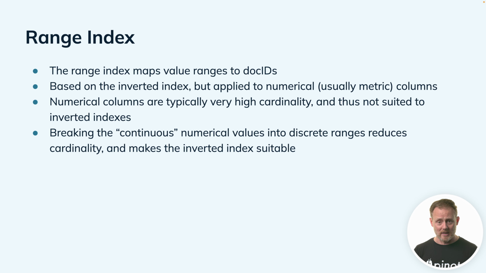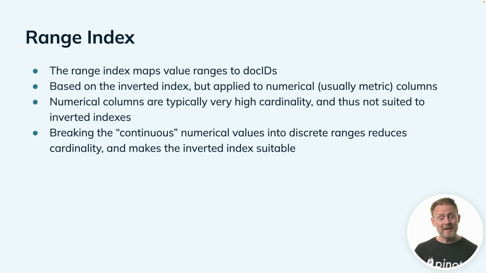Now, the range index. The range index is what you'd do if you decided you really liked the inverted index, right? I like the idea of giving you a value and you tell me what rows have that value, but it's not on some low cardinality discrete dimension field like location, like I was showing you before, where maybe there's only 300 cities in a million rows. It's a really small set.